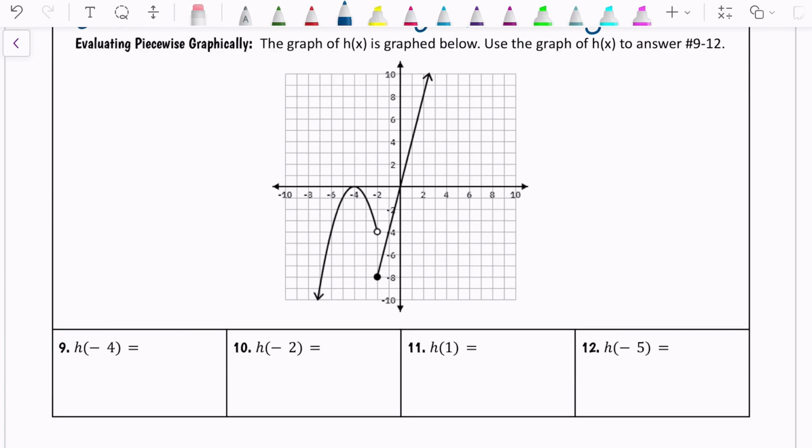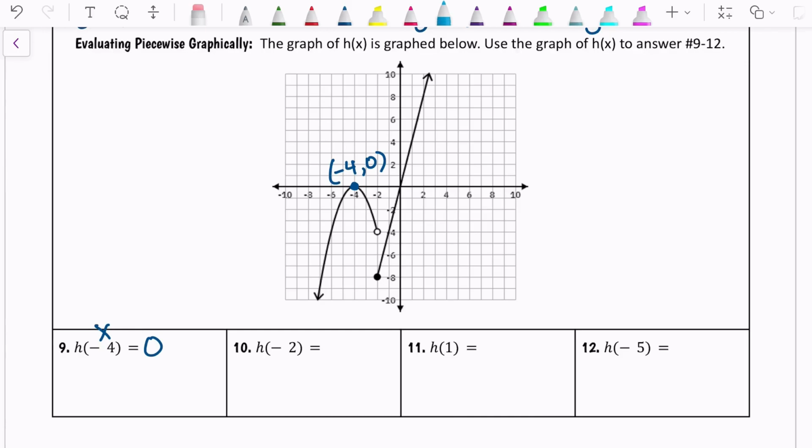So I've got a graph here, and I'm going to evaluate these different questions, and you need to remember that the inside number is always x. So I'm looking for where x is -4. I go to the x-axis at -4. This one's actually touching the x-axis at -4. So this ordered pair would be (-4, 0), so my y value is 0. It's just saying, hey, if x is -4, what's your y value?